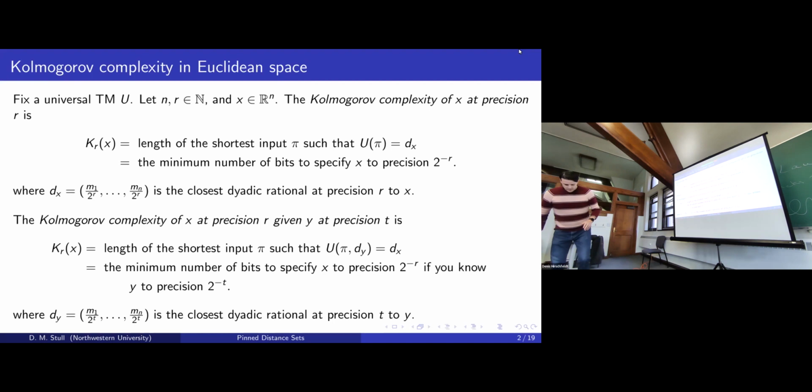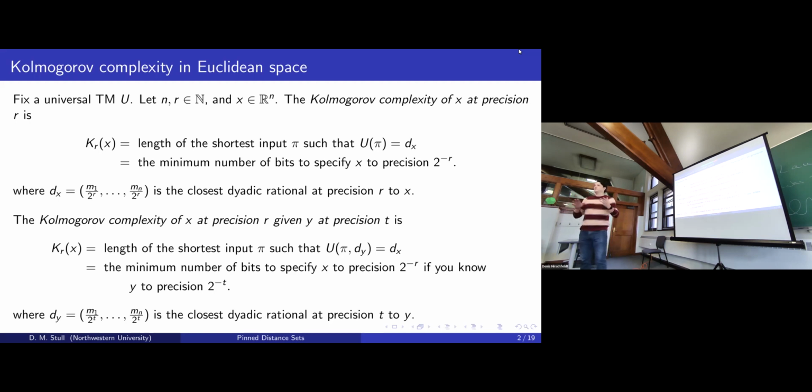Okay, so the principal definition we're going to be using to define algorithmic randomness is Kolmogorov complexity. We'll be talking about the Kolmogorov complexity of real points, so Euclidean points. We're going to fix a universal Turing machine U. We're going to let n and r be natural numbers and x be a point in R^n. We say that the Kolmogorov complexity of x at precision r, denoted K_r(x), is the length of the shortest input pi which causes this universal machine to eventually halt and output x.